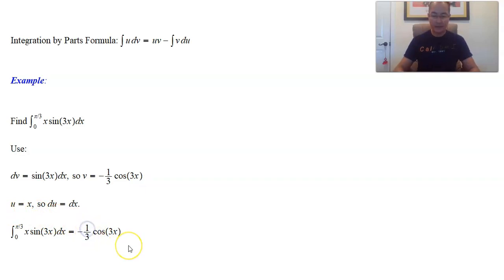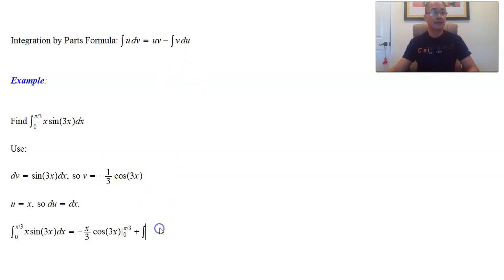So minus x over 3 cosine 3x, and we will plug in from 0 to pi over 3. The bar is really small. Later on, I will use something in Scientific Notebook that will adjust with the height of our notation here. Then we have to subtract v du. V is over here and du is over here. But since there's a minus here, it's going to end up as plus 1/3 cosine 3x integral.